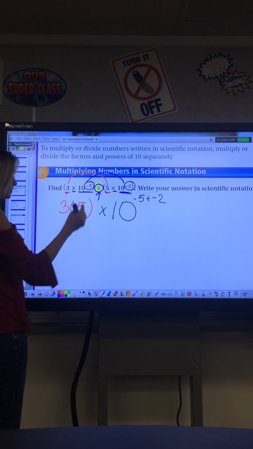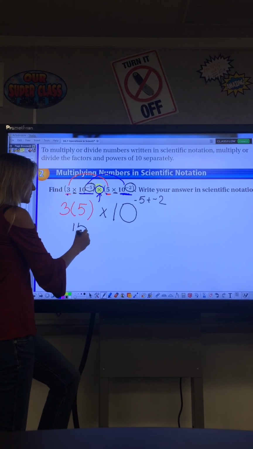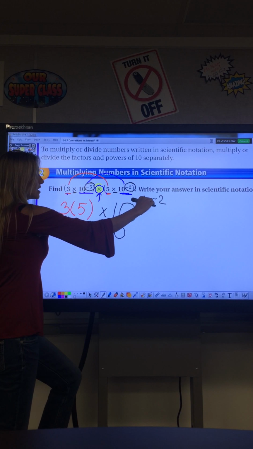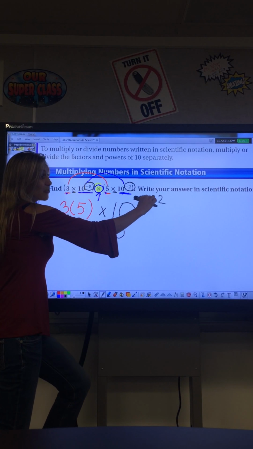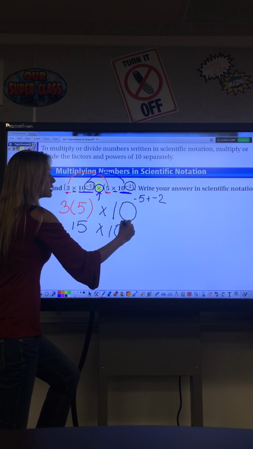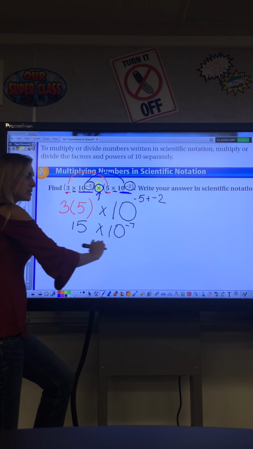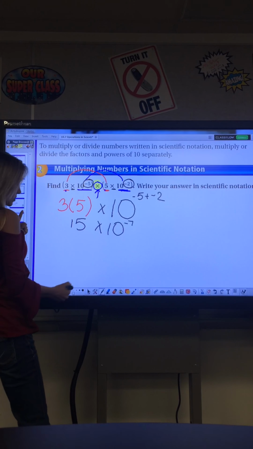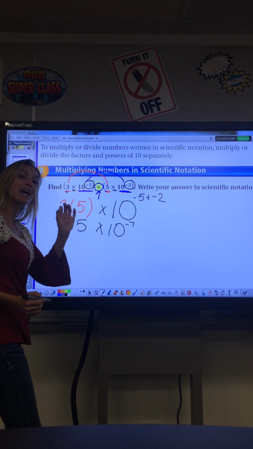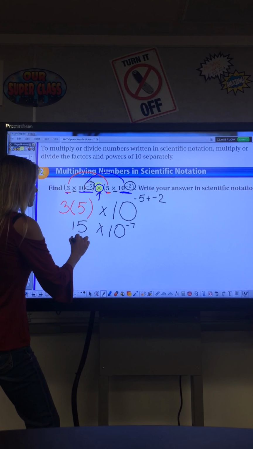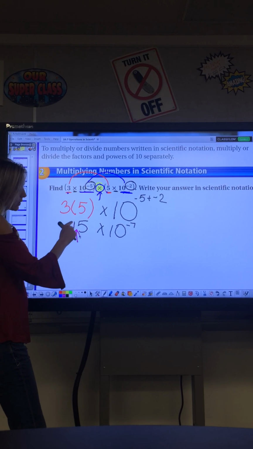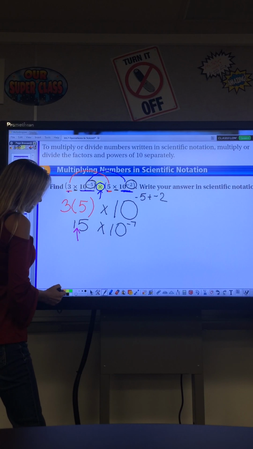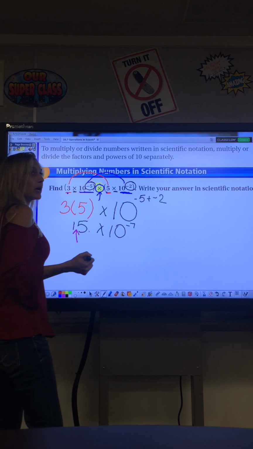Let's solve it. 3 times 5 is 15 times 10 raised to which power? Negative 5 plus negative 2 is equal to negative 7. Is this written in scientific notation? No, it's not. Remember, there has to be a decimal point after the first counting number. The first counting number is over here, the 1. So I have to put the decimal point in there, correct? That means at this point, the decimal point is after the 5.